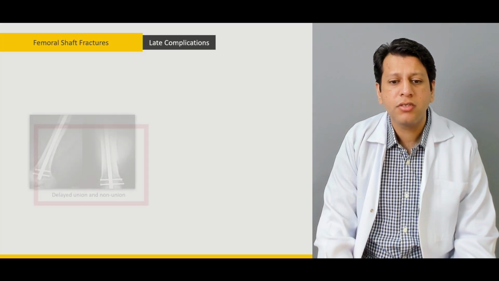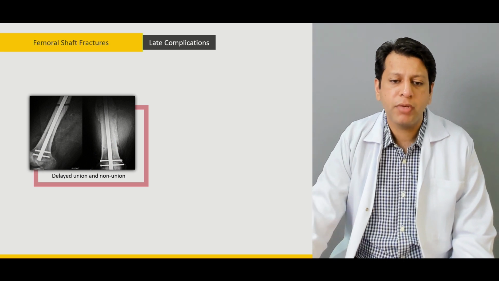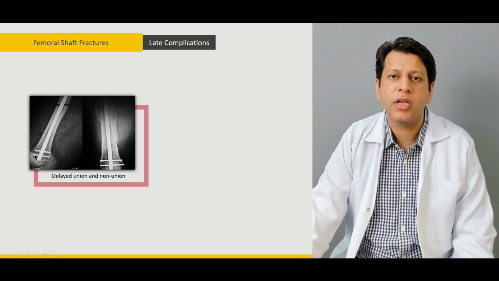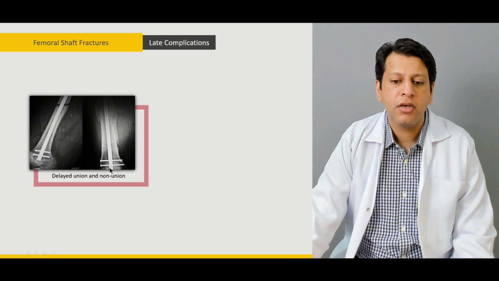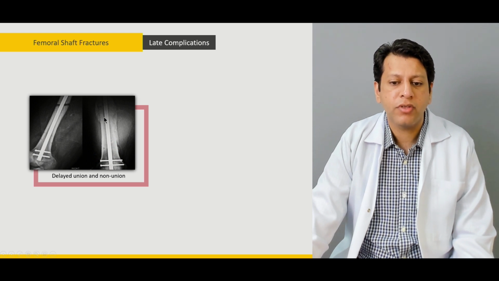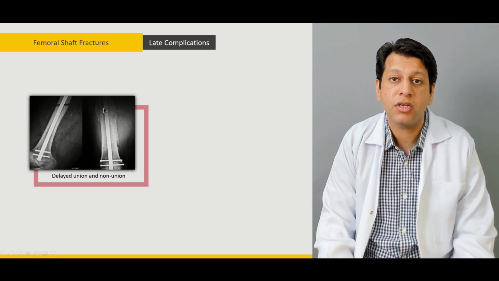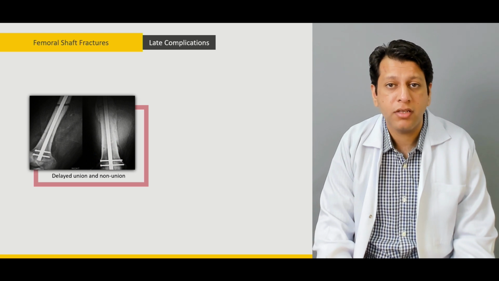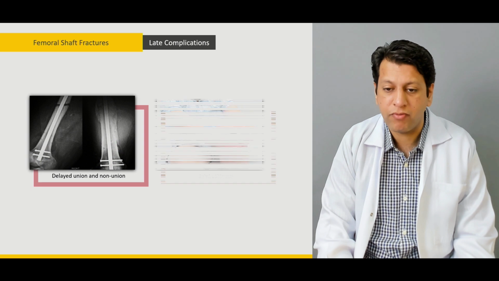Late complications include delayed union or non-union. A patient may have had an interlocking nail done for a femur shaft fracture. After 1 year, the patient presents with this sort of fracture which has not healed, or at 6 months the patient can present with a hypertrophic type of non-union, where union is actually delayed despite adequate and correct fixation done for the femur fracture.